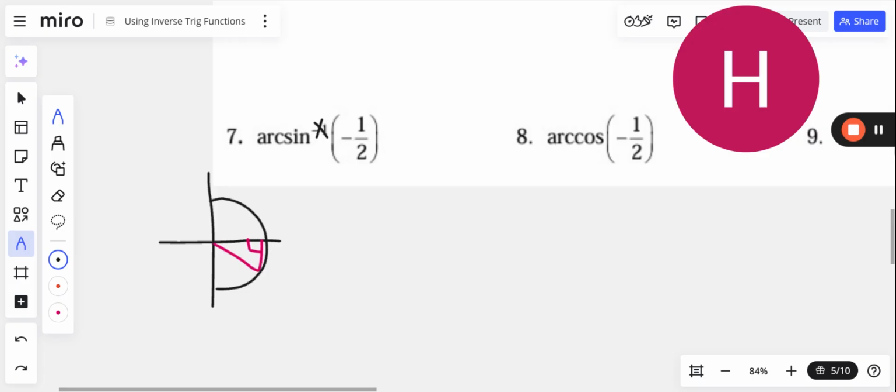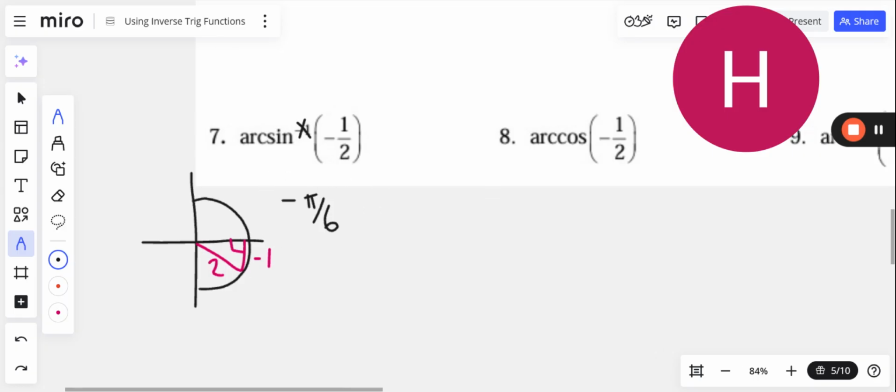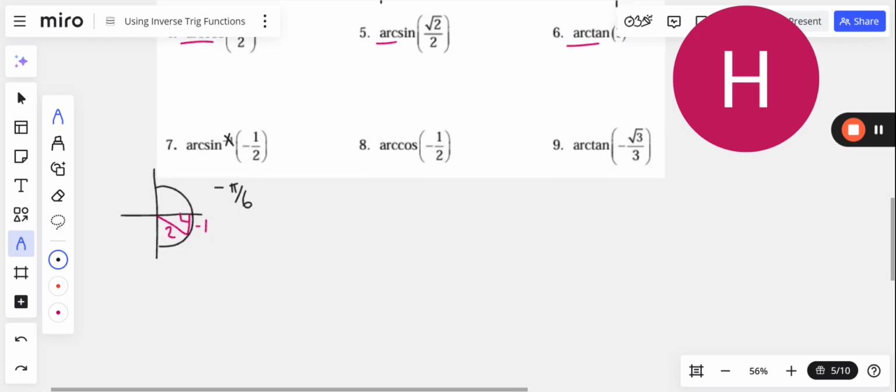So we have -1 and 2. So that's going to be negative pi over 6. That's another reason why I'm showing you guys this, because this angle is going to be written as negative pi over 6, not 11 pi over 6. Your calculator is not going to tell you that it's 11 pi over 6. It's going to say negative pi over 6. Or if you're in degrees mode, it's going to tell you negative 30 degrees. Okay, you guys get the vibe here?